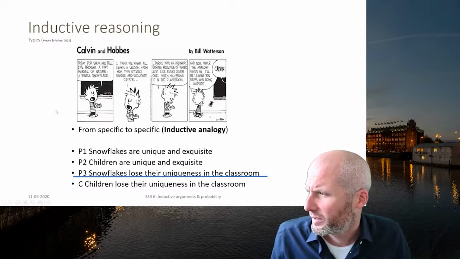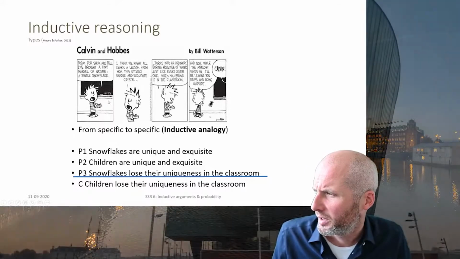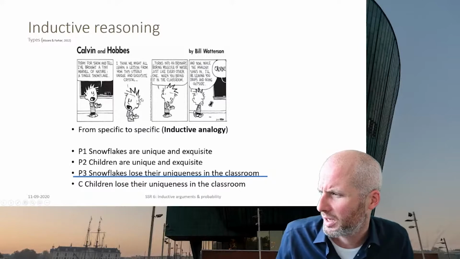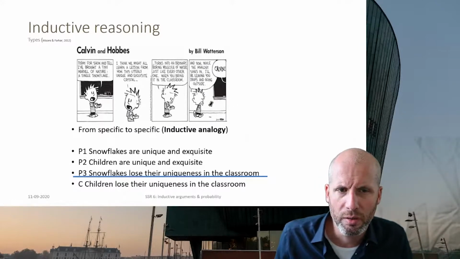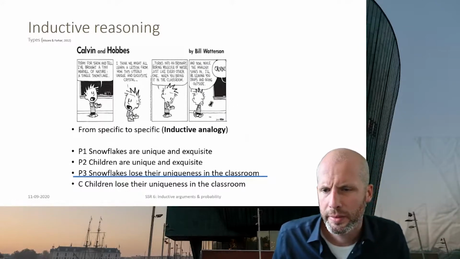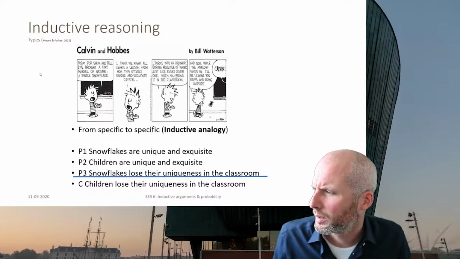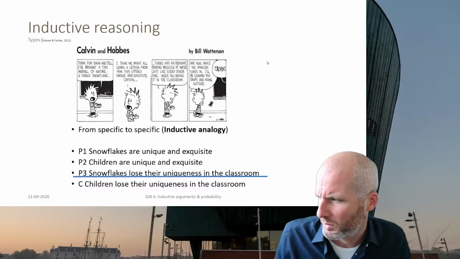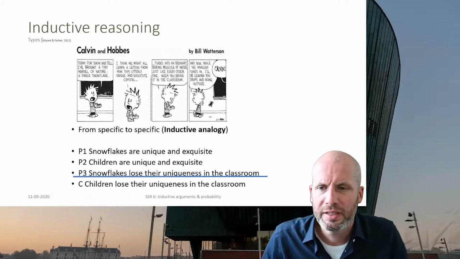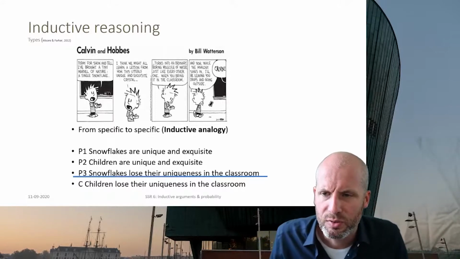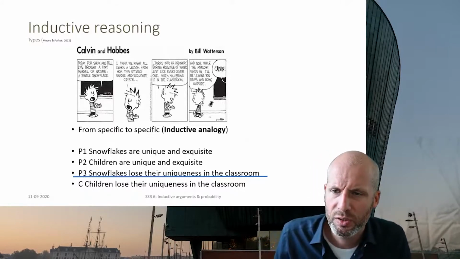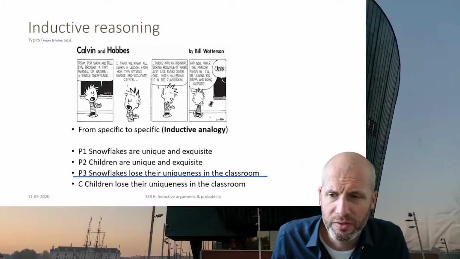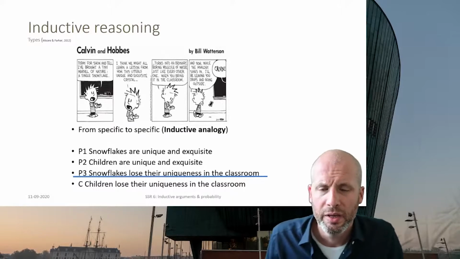So as in this example, in this cartoon from Calvin and Hobbes, in which he needs to hold a class presentation and says that just like snow melts, students wither away when you bring them into the classroom. And this analogy builds on the following premises. So snowflakes are unique and exquisite. Children are unique and exquisite. Snowflakes lose their uniqueness in the classroom because they melt. So children lose their uniqueness in the classroom. So this is an analogy.